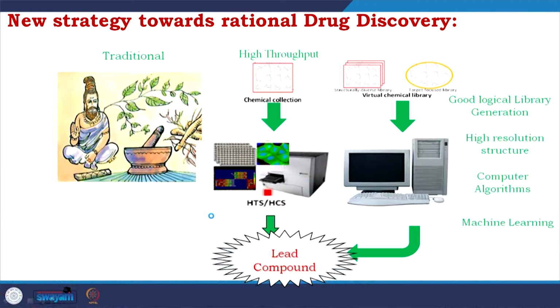So, the new strategy is to take the traditional methods, which are converting to high throughput, and replace them somehow by computational methods, using the computer to reach the dream goal, lead development, replacing the experimental way as much as possible. For that we need good library generation, high resolution structure, computer algorithms, and to incorporate the modern technique of machine learning.